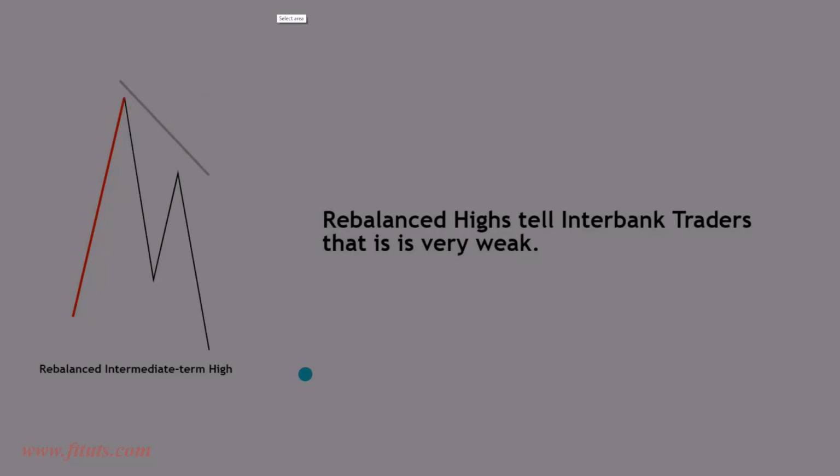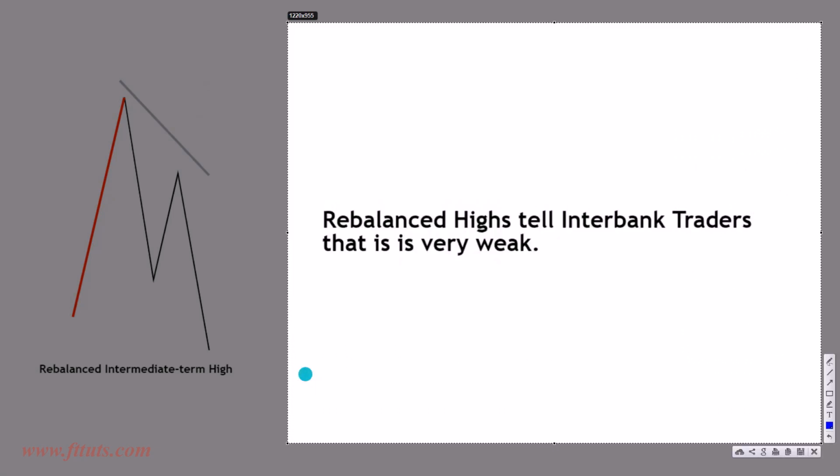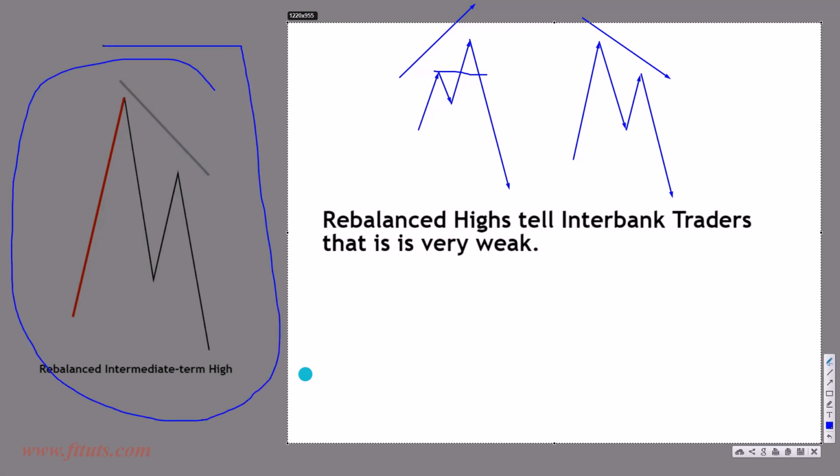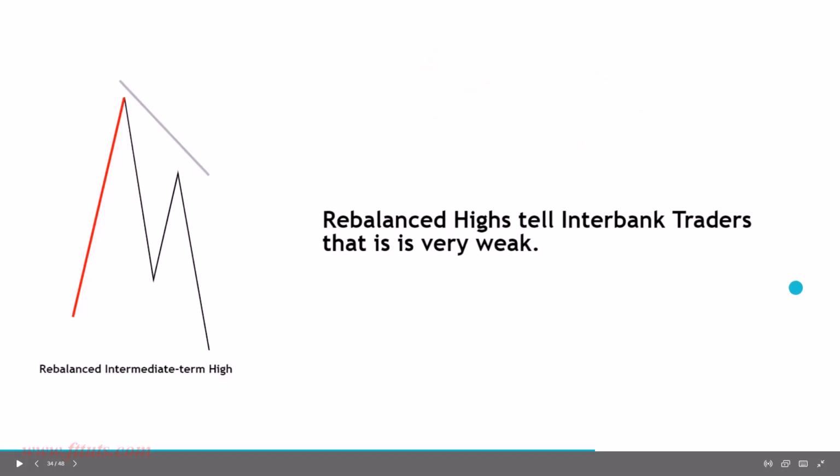Now, if you have been studying SMT divergences very closely, you'll see that on one correlated pair there will be a high, and on the other correlated pair there'll be SMT divergence, because that pair was weaker and this pair is stronger. In terms of structure, this tells you a lot about SMT divergences and which pair is weaker of the two correlated markets. We'll cover that more later on.